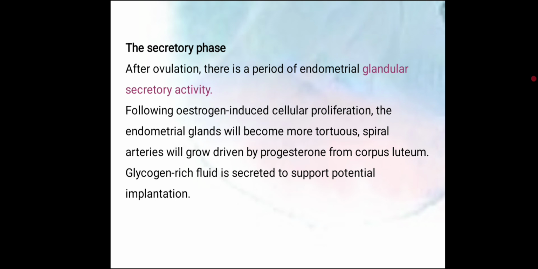During the secretory phase, there is a period of endometrial glandular secretory activity. So, following the estrogen-induced proliferative phase, the endometrial glands will become tortuous, and spiral arteries grow by progesterone from the corpus luteum. These endometrial glands will secrete glycogen-rich fluid to support possible implantation.